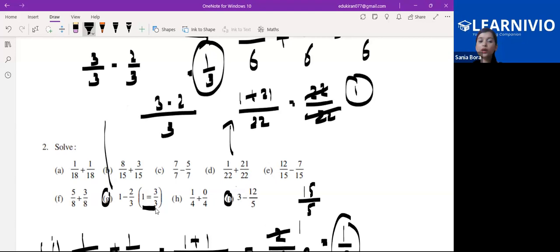Ma'am, I didn't get it. See, in this question they have given you, just 1 minute, in place of 1 you can write 3 by 3. So instead of writing 1 you can write 3 by 3. If you write 3 by 3 minus 2 by 3, then you can solve it. The denominator is 3, and 3 minus 2, 1 by 3.